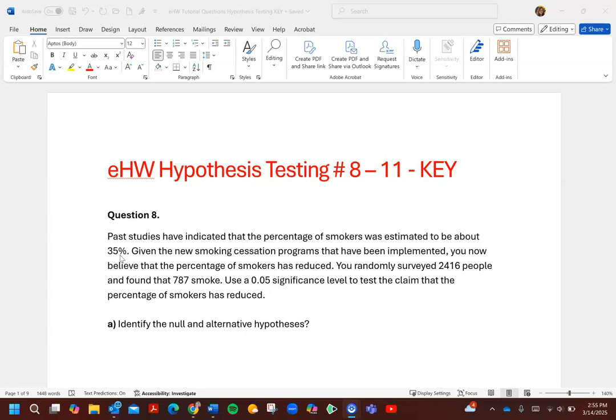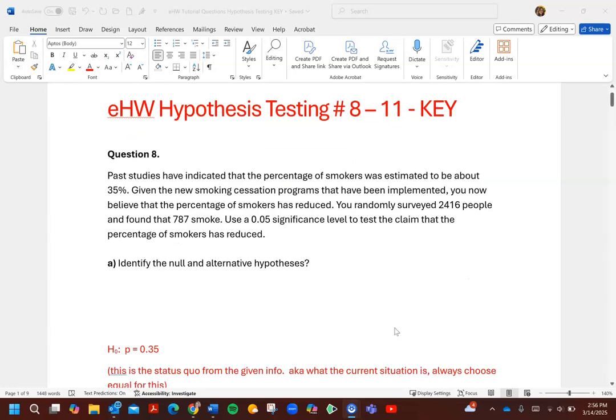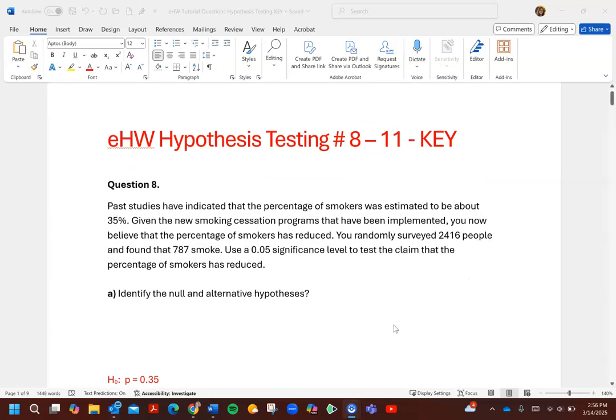And then also think about what your sample that you just got is coming out to be. You're seeing 787 divided by 2,416, and clearly that is less. Once you crunch those numbers up, you'll see that they're less than 35%. So we'll need to use that number as well. So we need both of those values. And we need to pay attention to significance level.